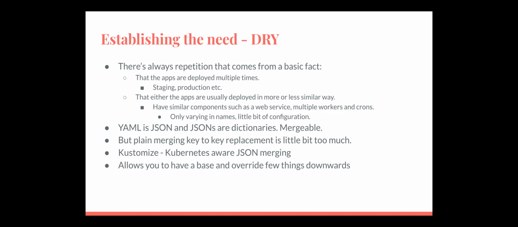But there are some caveats if you do a blind dictionary merge, and that's where this small tool Kustomize comes in, which understands the semantics of the Kubernetes API. So it does that kind of merging sensibly. What it allows you to do is to have a base and override a few things downwards, a little bit of tweaks here and there. So you are safe from repetition.